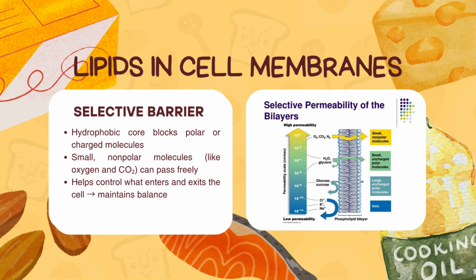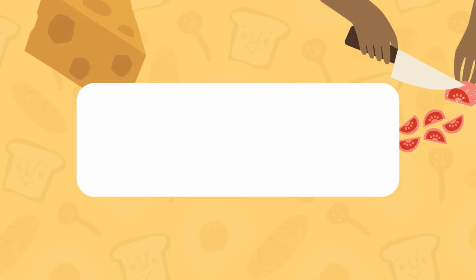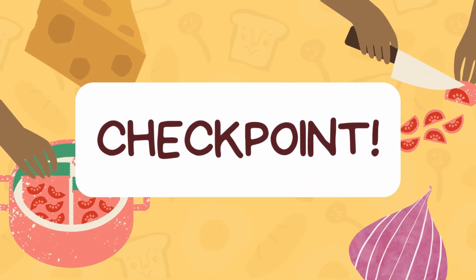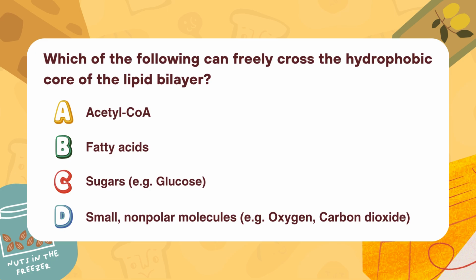internal balance or homeostasis. Alright, let's kick things off with a quick brain warm-up. Think through this with me, and I'll give you a moment to answer in your head before I reveal the answer. So which of the following can freely cross the hydrophobic core of the lipid bilayer? Is it A, acetyl-CoA, B, fatty acids, C, sugars, or D, small nonpolar molecules?